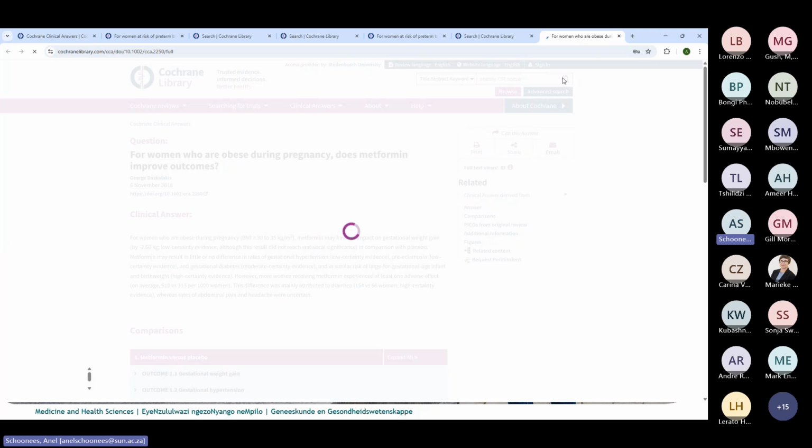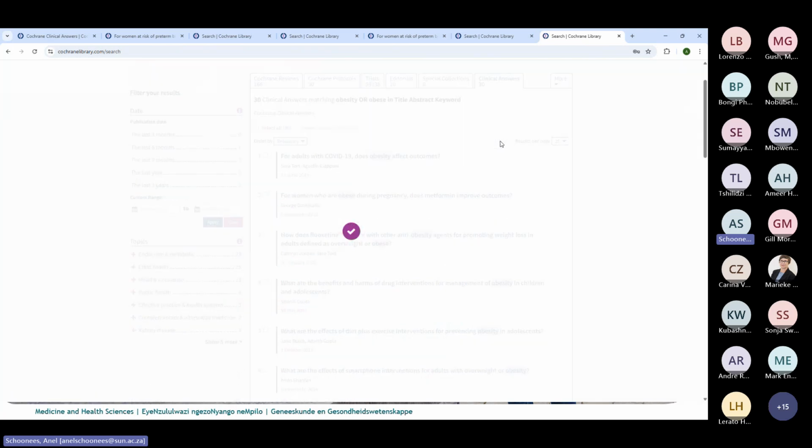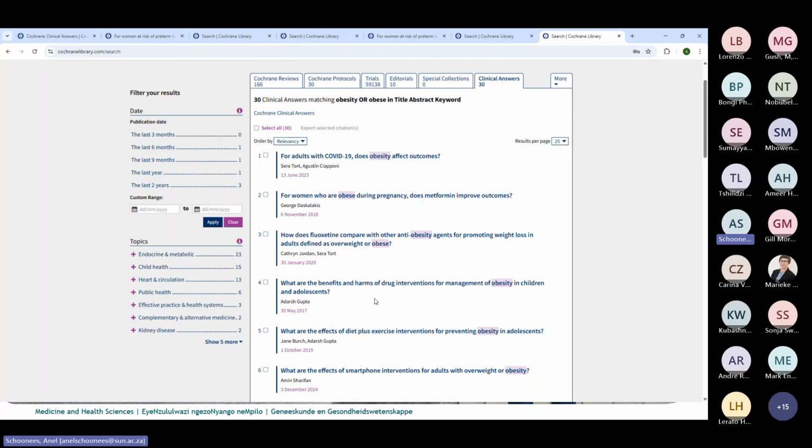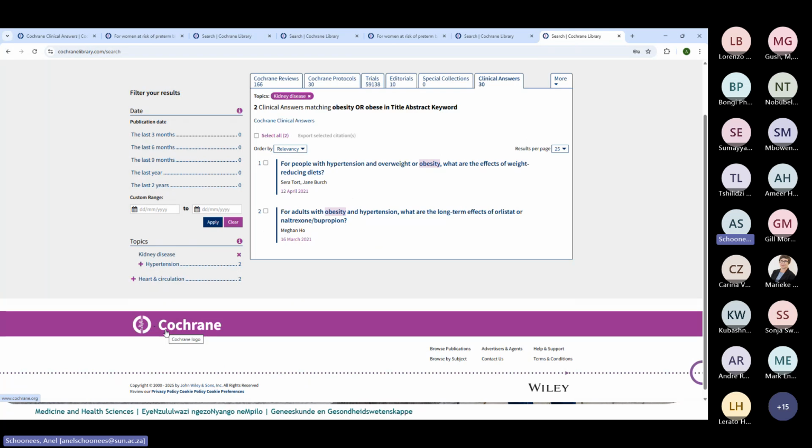So if we do that, then you can see that there are 30 clinical answers that speak to that condition. And now you can use these subtopics on the left to narrow down these 30 results. So for example, if you're worried about the patient's heart health, or if it was a child, or there was an endocrine issue, or even a public health issue or kidney issue, you can click on the various filters, and it will limit you to the clinical answers that speak to that particular question. Andre, does that help?